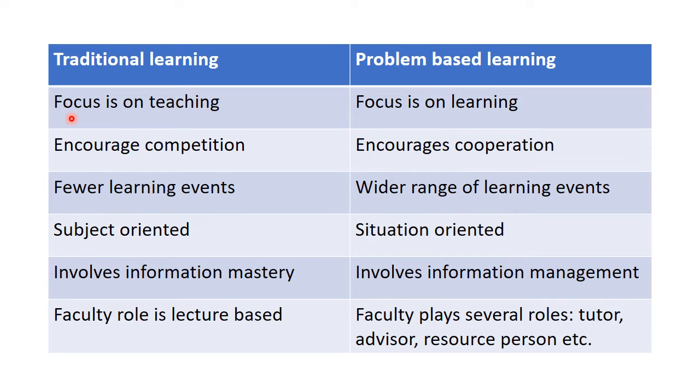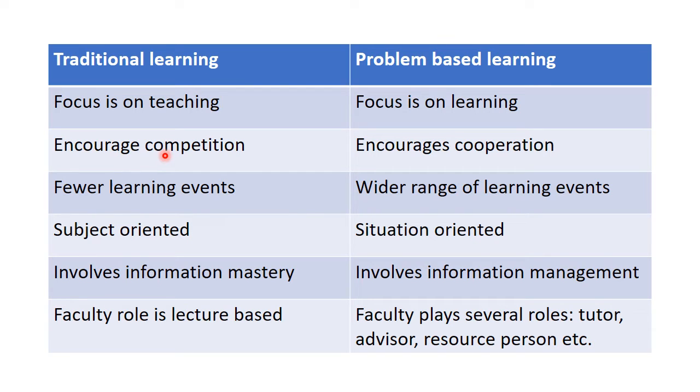Here, as you can see, in traditional learning the focus is more on teaching, that is, what exactly a teacher wants to say, whereas in problem-based learning the focus is more on learning, that is, how much knowledge is gained by the student. Traditional learning always encourages competition: one person gets one mark and another gets another score, so how can I improve and get beyond the other person.